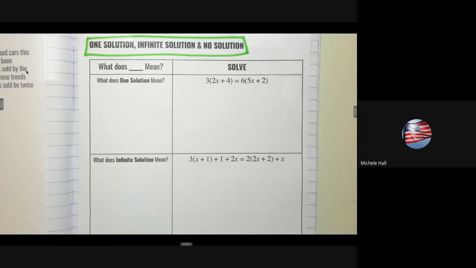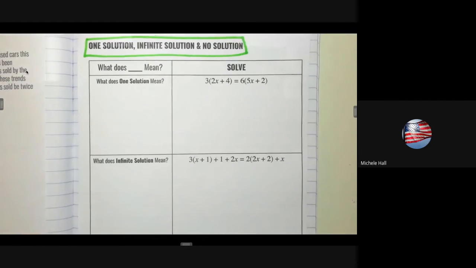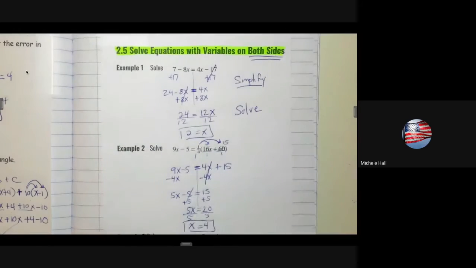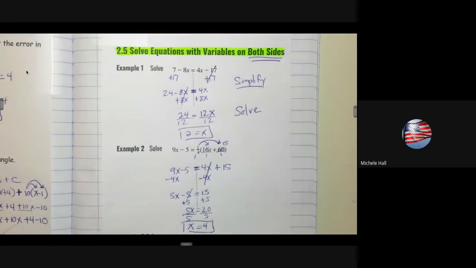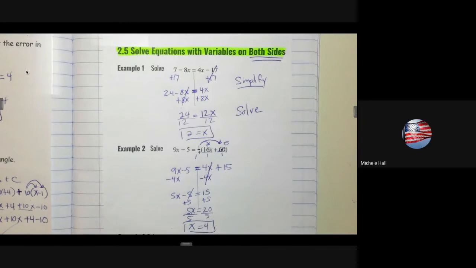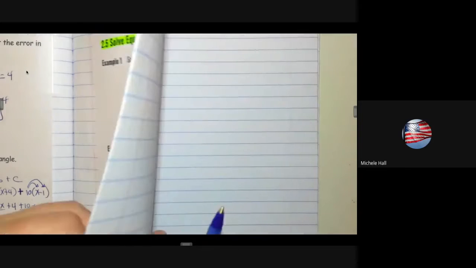All right, one solution would be a problem like this. There's one solution, x equals 4, that's it. There's nothing else. It's one solution. So these are all examples of one solution.